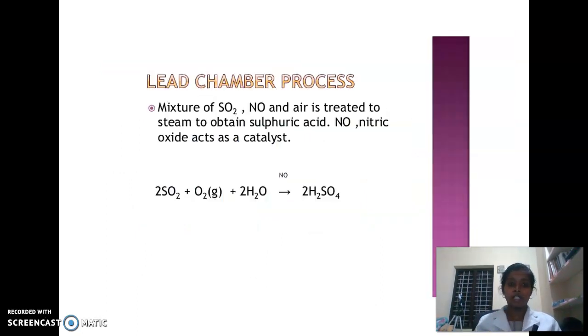Lead chamber process. Lead chamber process means a mixture of SO2, NO and air is treated with steam to obtain sulfuric acid. Here nitric oxide acts as the catalyst. This is also a process where H2SO4 is prepared.